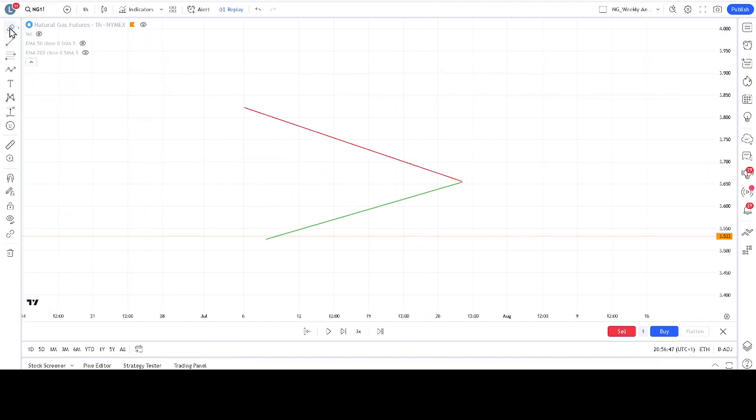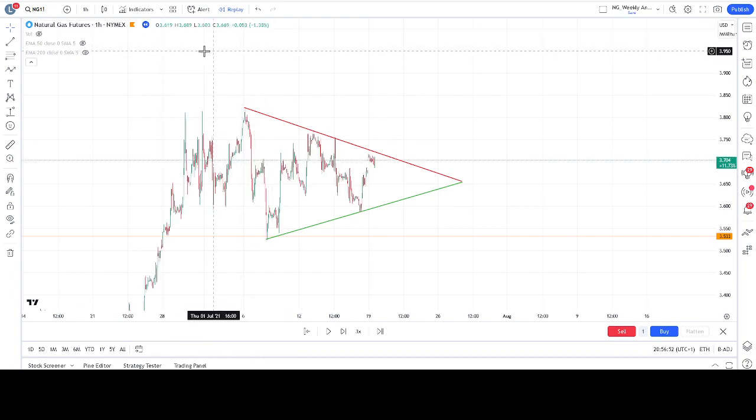Okay, there you go. And then I have put in the charts of natural gas. This is a perfect symmetrical triangle already formed here. So let's move and let's see how do we trade it. Let's wait for the breakout or the breakdown.